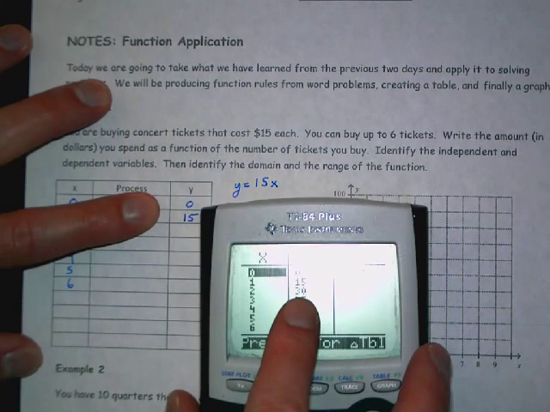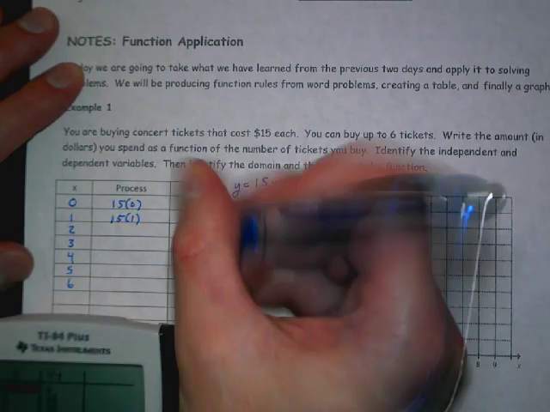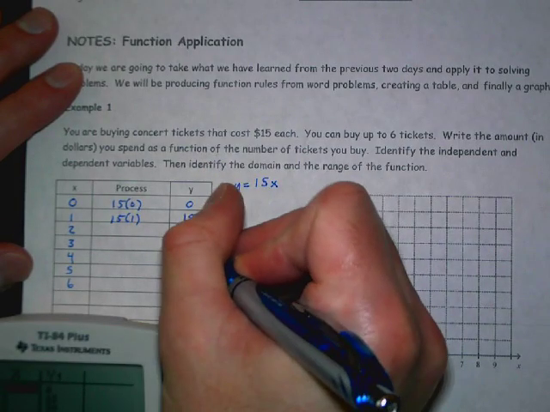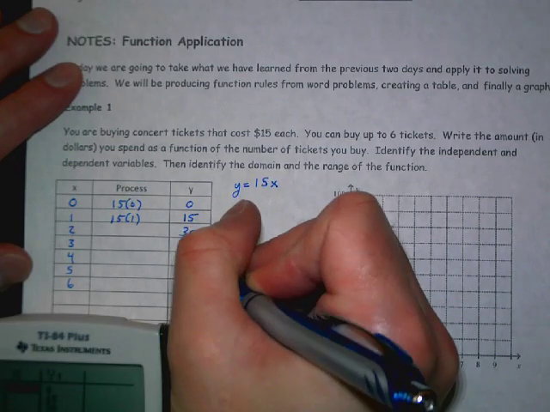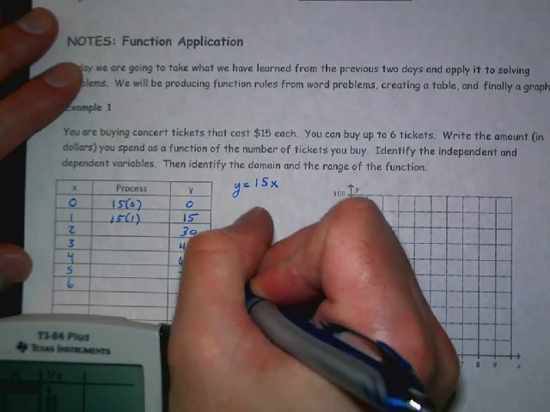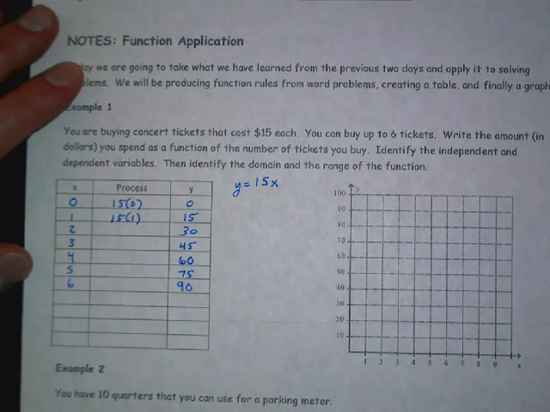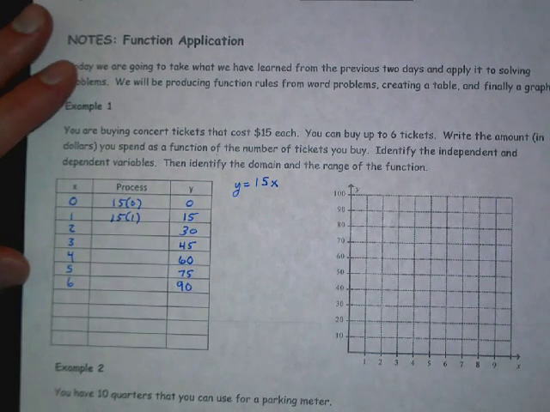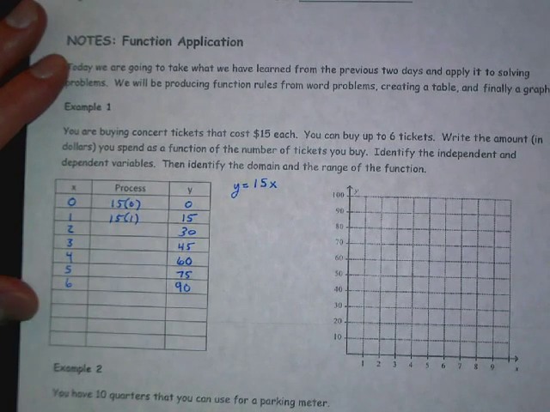So we had 0, 15, we already had those two. Then we have 30, 45, 60, and so on. What are we going up by there? What's the pattern? Yeah, we're going up by 15, which makes sense, right? Because each ticket costs 15. Okay, so there's our table. We don't need to go higher than 6 for x because it says we can only buy up to 6.